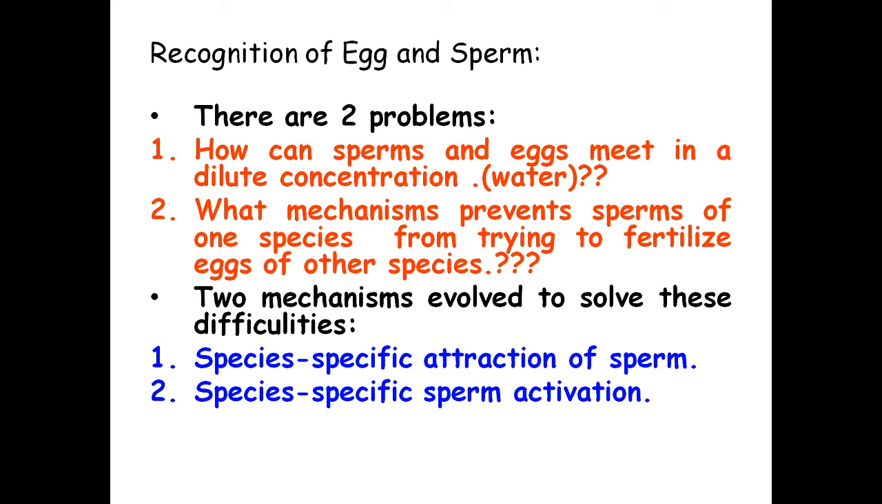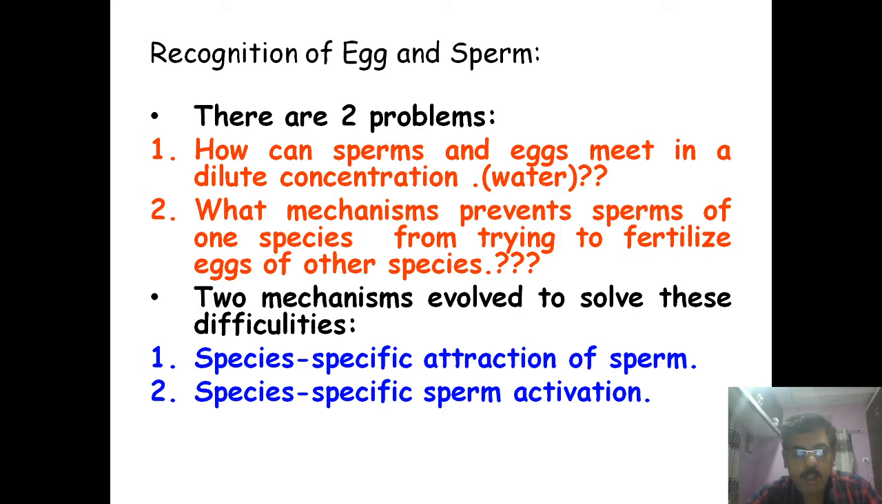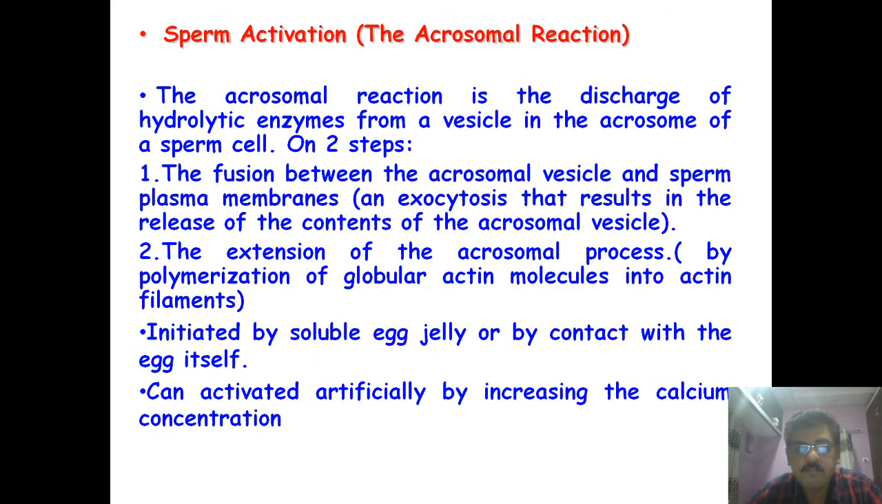Then during the process of fertilization, there are two main problems. How can sperm and egg meet in a dilute concentration in external fertilization? And what mechanism prevents the sperm of one species from trying to fertilize the eggs of other species? Two mechanisms are involved to solve these difficulties: one is species-specific attraction of sperm, and the second is species-specific sperm activation.